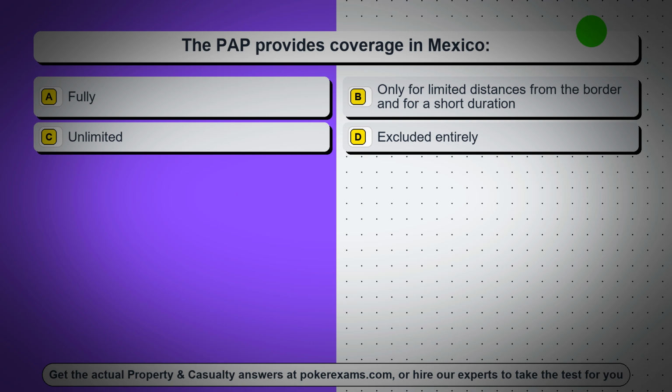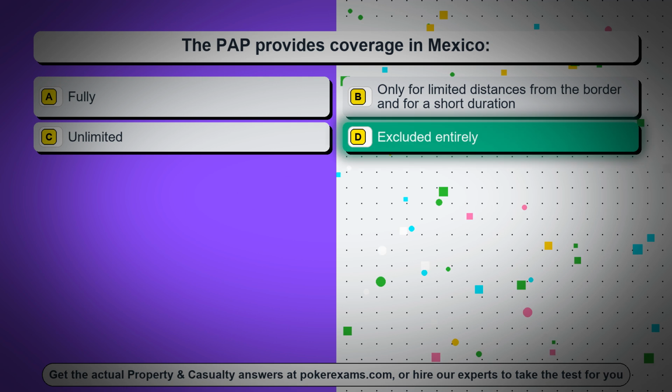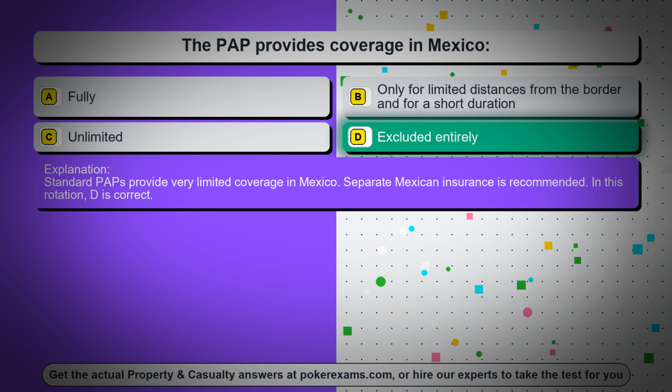Question 7. The PAP provides coverage in Mexico, Option A, fully, Option B, only for limited distances from the border and for a short duration, Option C, unlimited, Option D, excluded entirely. The correct answer is Option D, excluded entirely. Standard PAPs provide very limited coverage in Mexico. Separate Mexican insurance is recommended. In this rotation, D is correct.